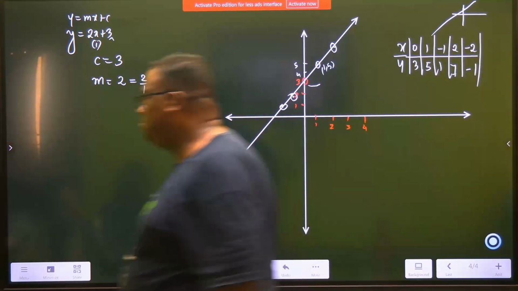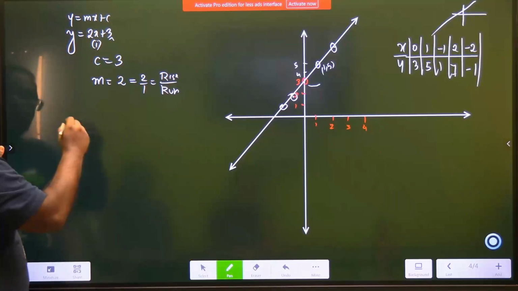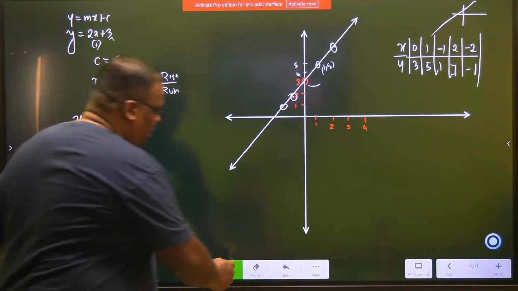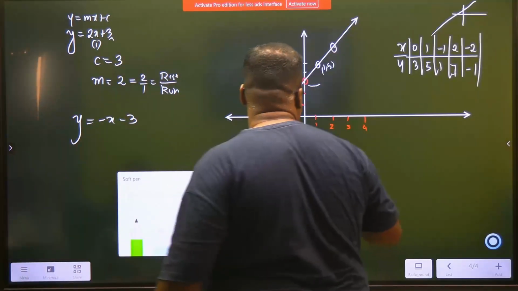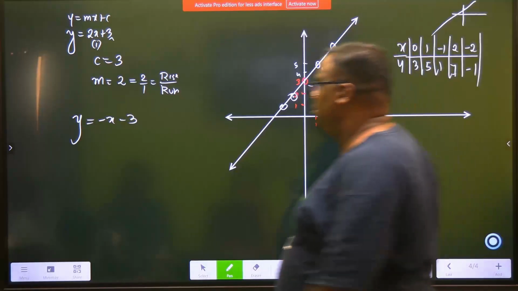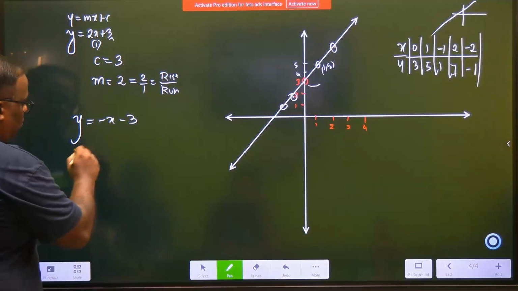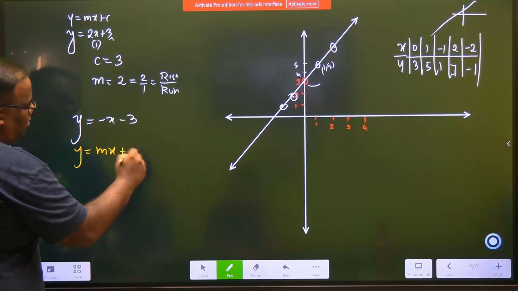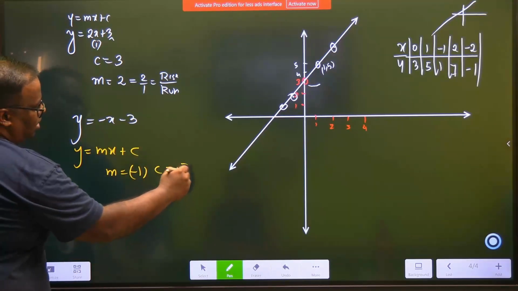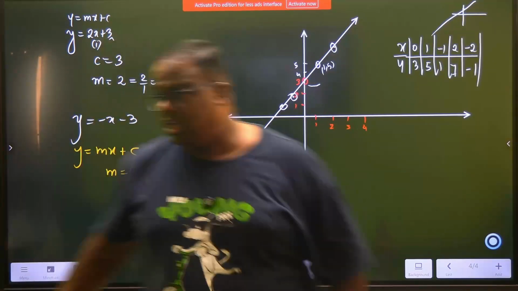Now say suppose somebody tells you, y equal to -x minus 3 is an equation given to you. And I tell you, otherwise you will not learn maths. Predict its graph. So you compare this equation with y equal to mx plus c. What is the value of m? -1. What is the value of c? -3. Can we predict it?